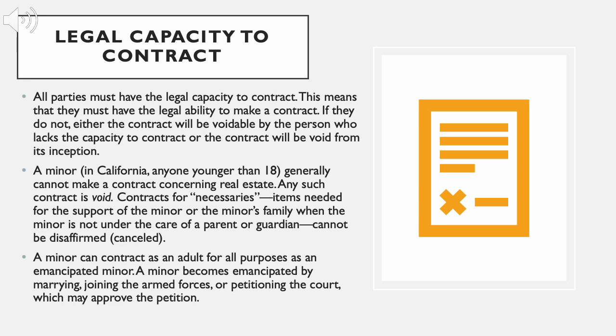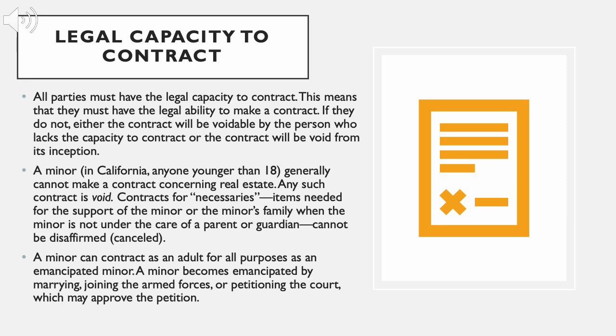If they do not, either the contract will be voidable by the person who lacks the capacity to contract, or the contract will be void from its inception. A minor in California, anyone younger than 18, generally cannot make a contract concerning real estate. Any such contract is void.